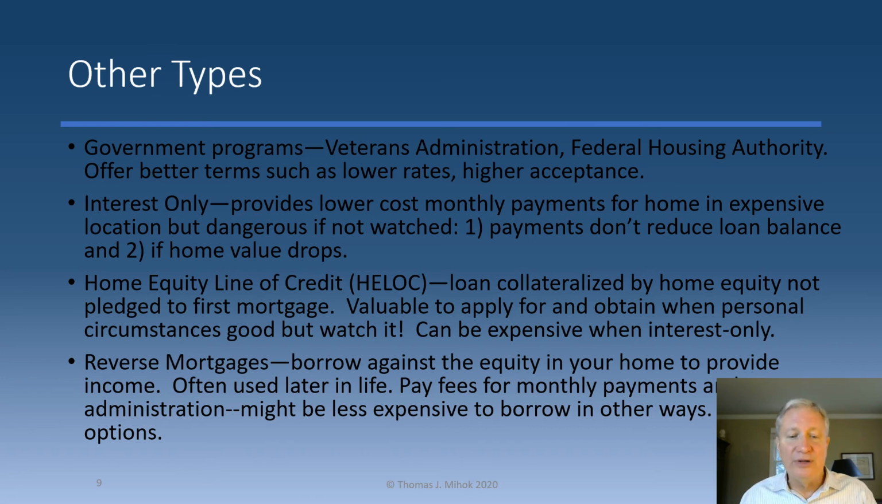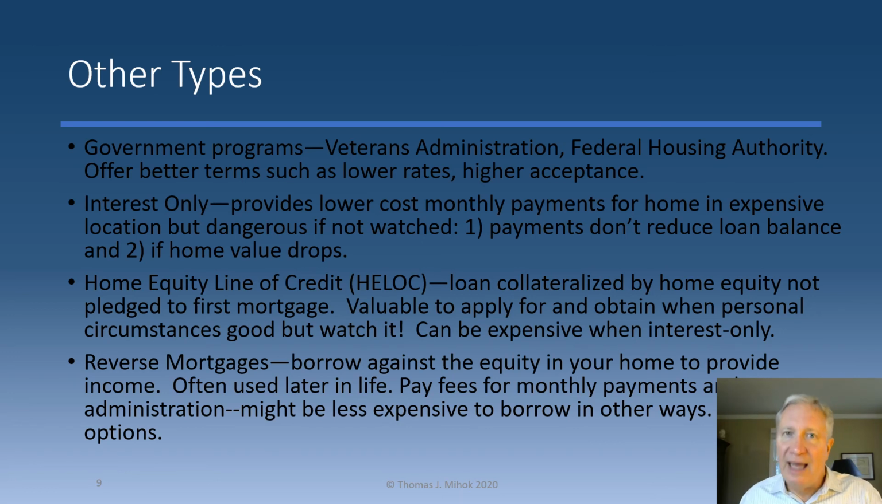Other types of mortgages, government programs, interest only can be dangerous. Be careful. If you're in an expensive area, they can help make the mortgage more affordable, but they can be risky, so be careful. Home equity lines of credit offered by banks on the equity that's not included in the collateral of a first mortgage.